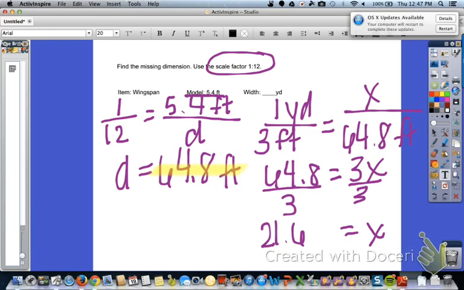So what is our unit now? Our unit is yards because that is what we just did. We converted our 64.8 feet to 21.6 yards. So our actual width of the wingspan is 21.6 yards, and that is your final answer.